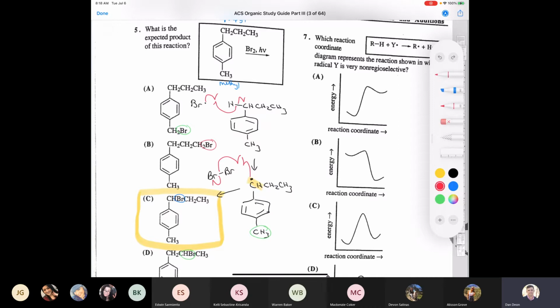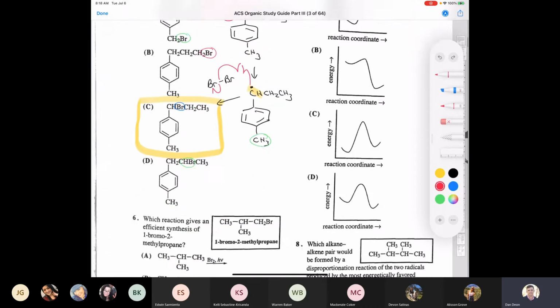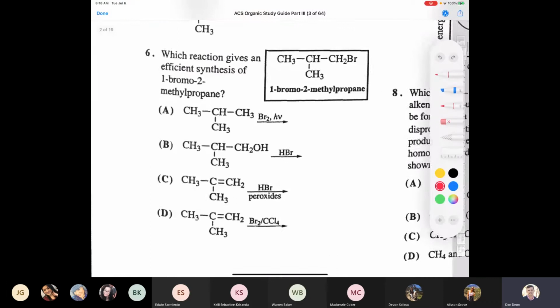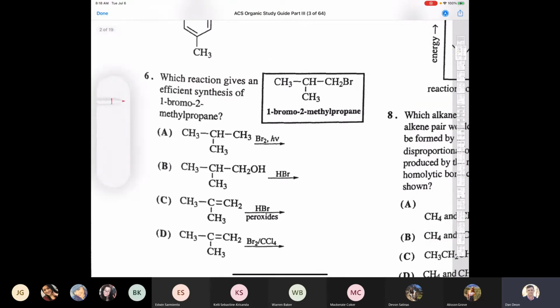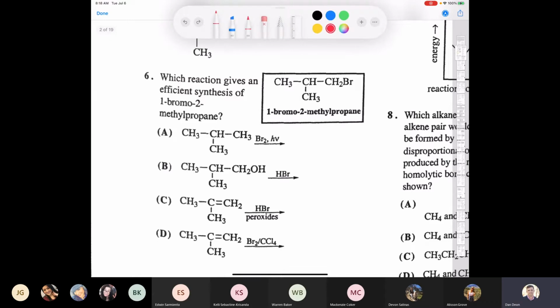All right, let's move on to question number 6. This is one that I would expect my students to do pretty well on. I think my students are pretty confident in this question, but let's take a look at it.